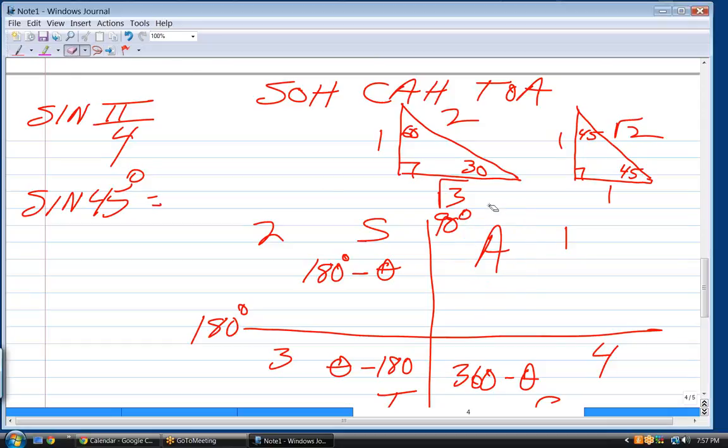But we get it from these two triangles. Find the 45 degree angle and figure out what the sine of that angle is going to be. It's going to be 1 over the square root of 2. That's correct, but you're not ever going to see that answer as a multiple choice. Why? It's got an irrational denominator.